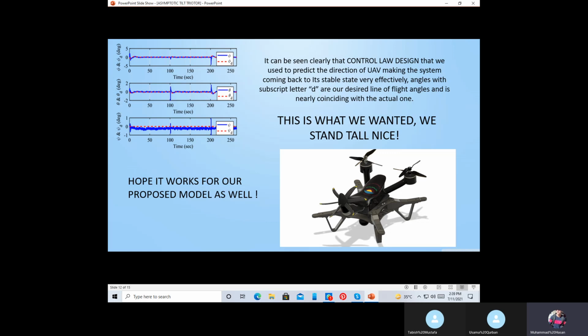If we neglected the control law design, then we would have some mathematical difficulties as well as some designing difficulties. Hence our system is working according to our desired values. Hence we can say that this is in equilibrium position as well. According to the stability analysis, this is what we wanted. Hope it works for our proposed model as well.